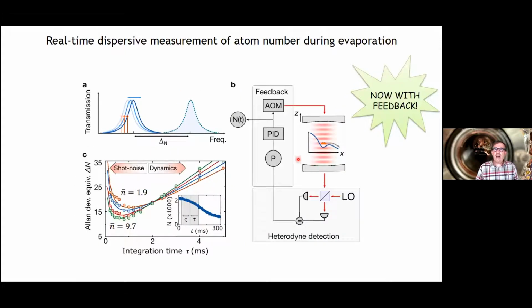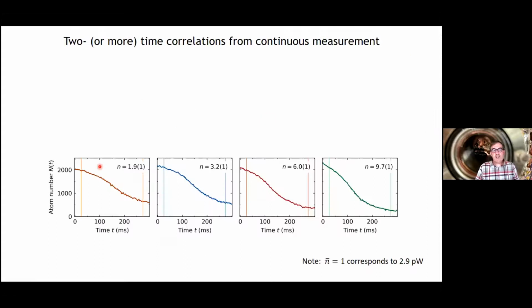Okay, so we've refined this method a little bit. So now we actually use feedback to make this an experiment that has more sensitivity and higher dynamic range. Okay, so we basically have a laser beam that remains always at a fixed point with respect to the cavity resonance as the cavity resonance shifts. And if we measure the frequency of that laser beam, that's the same as measuring the number of atoms. And what we see is data like this.